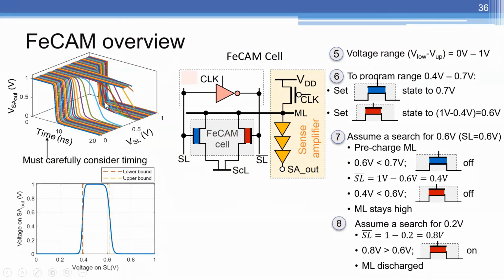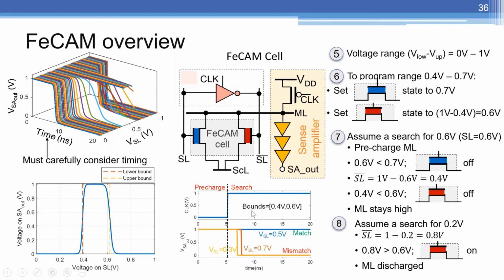The 3D transient plot waveforms of the FeroCAM have been plotted in terms of the sense amplifier output and the time, with different sweeping search line voltages. If we take a cross-section of the figure at the time point 10 nanoseconds, we can actually achieve a matching range between 0.4 volts and 0.6 volts. And in this case, the transient simulation has validated our functionality in terms of different analog matching ranges.